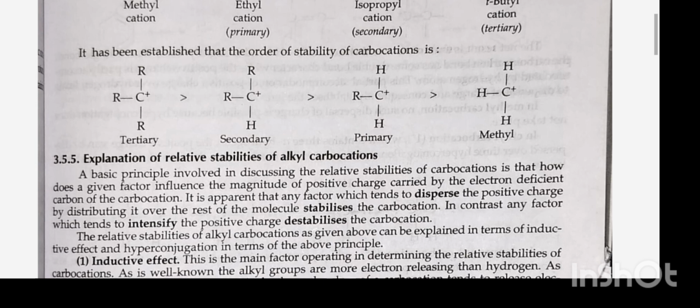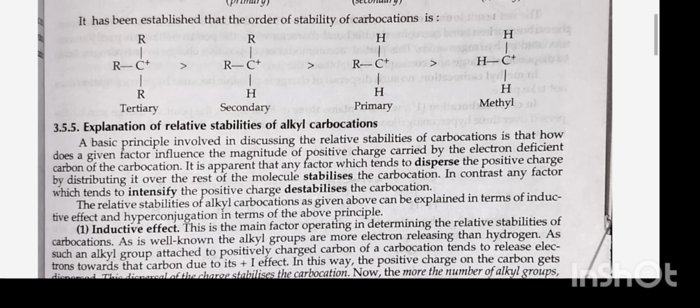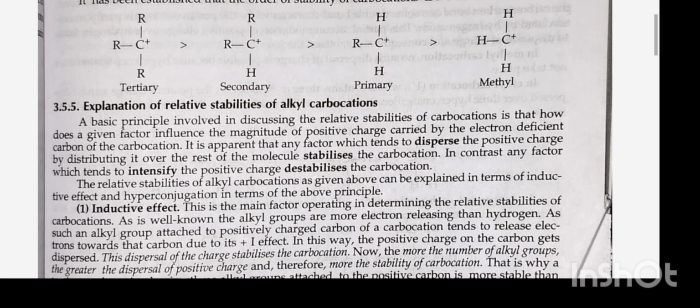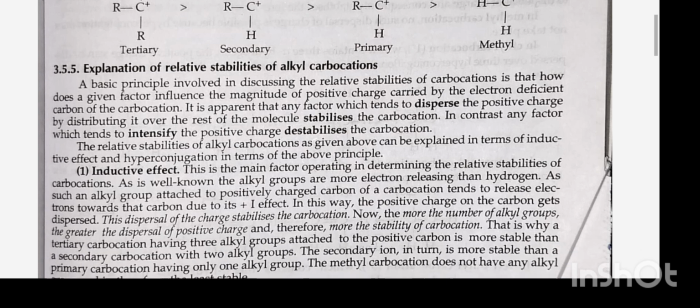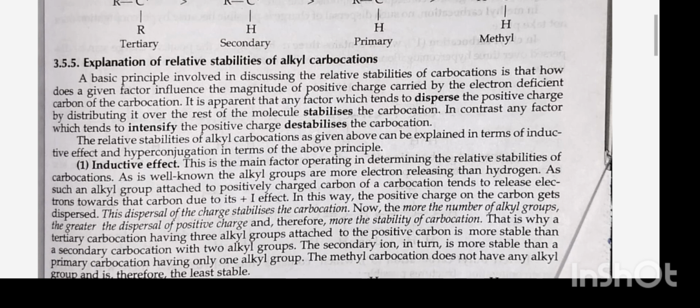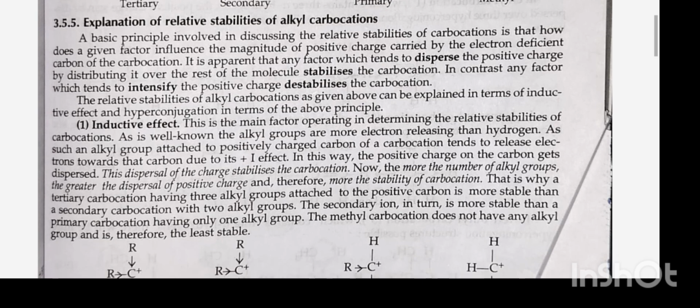Explanation of relative stability of alkyl carbocation. A basic principle involved in discussing the relative stability of a carbocation is how a given factor influences the magnitude of the positive charge carried by the electron-deficient carbon of a carbocation. It is apparent that any factor which tends to disperse the positive charge over the rest of the molecule stabilizes the carbocation. In contrast, any factor which tends to intensify the positive charge destabilizes the carbocation.